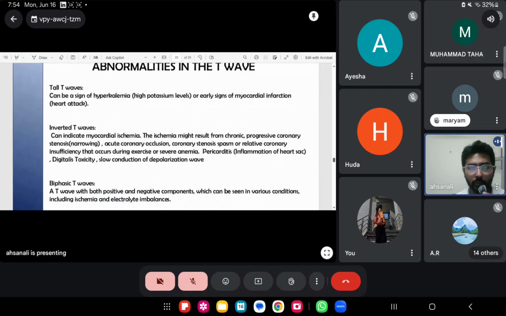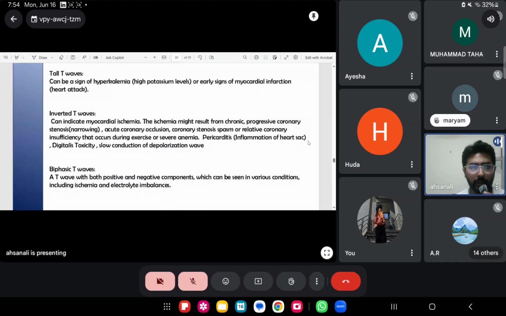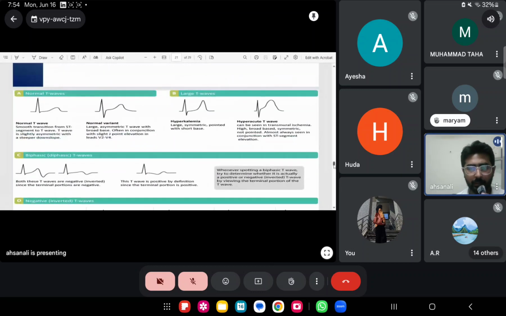Let's move on. The T wave abnormalities we have already discussed: in hyperkalemia you can have tented T waves, you can have inverted T waves due to ischemia, digoxin or pericarditis, and you can have a biphasic T wave in Wellens sign in ischemia. Generally not for you guys, this is for the advanced level, so we will discuss it some time later.